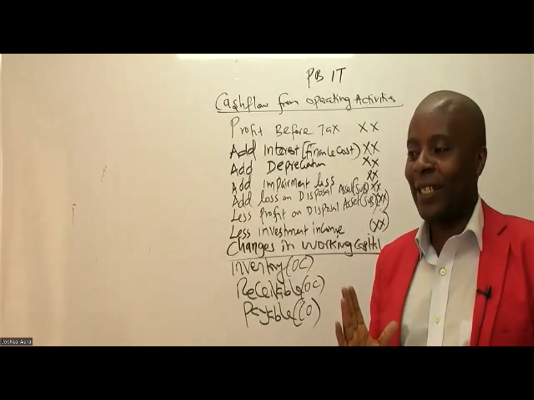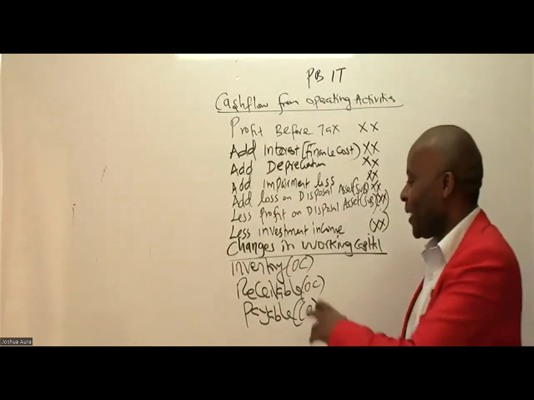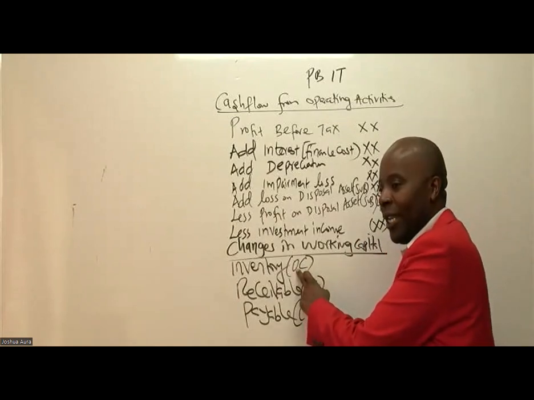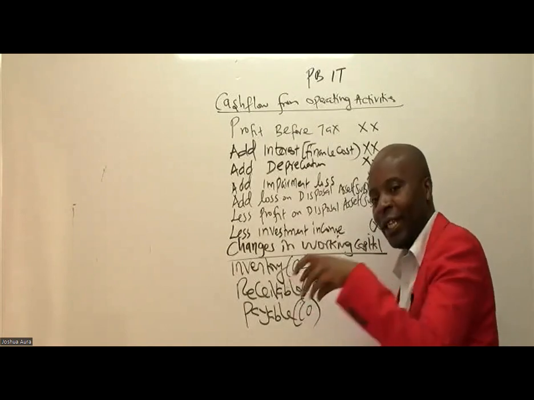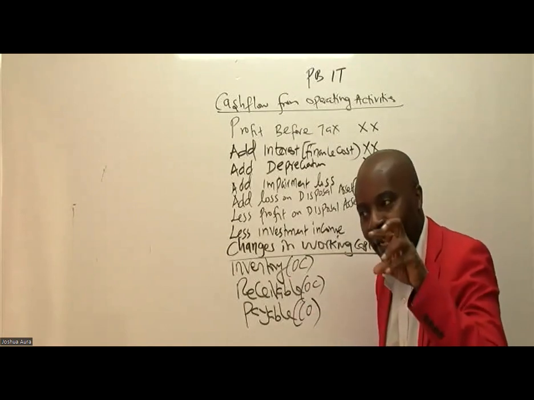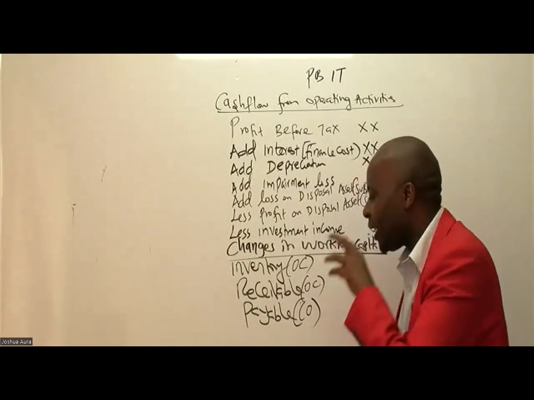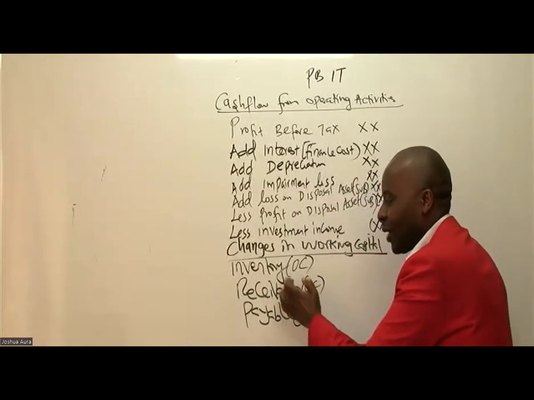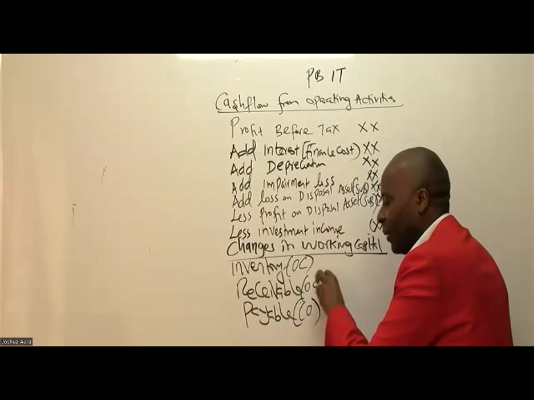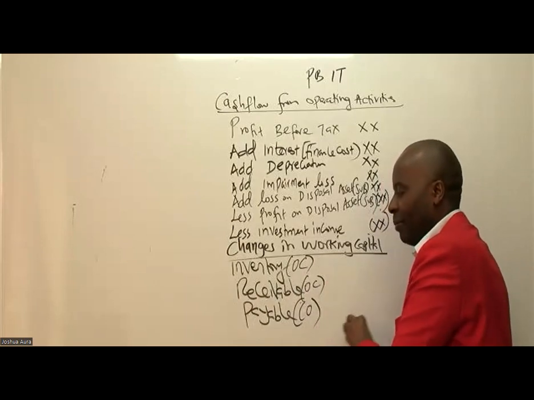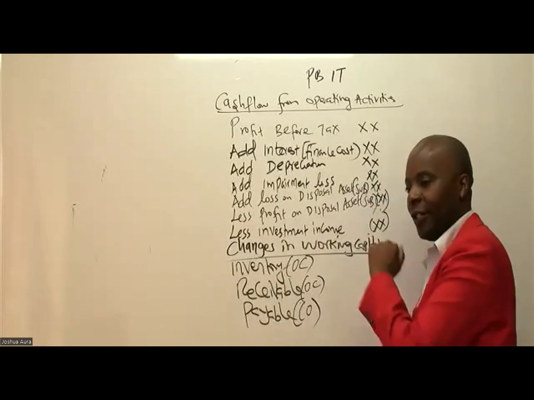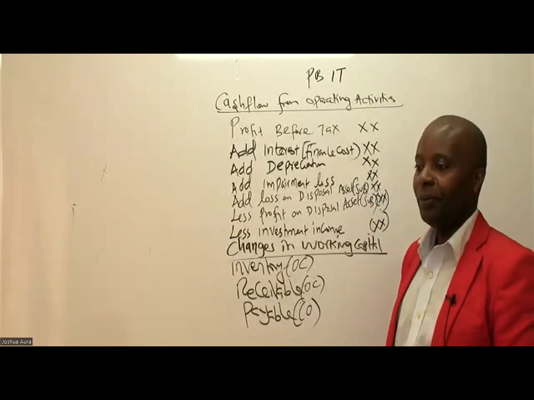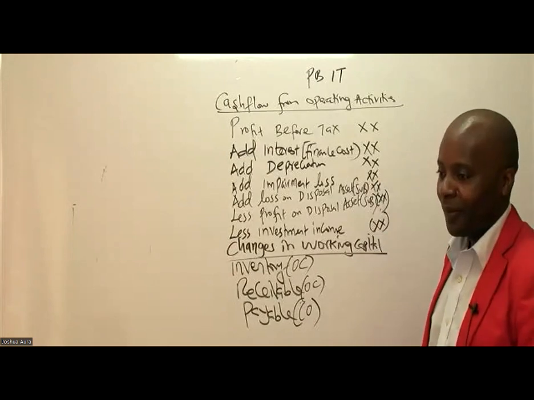For the new students, this basically means that for inventory, I'll be taking opening minus closing: the opening inventory minus the closing inventory. The same with receivables, because the two are current assets: opening minus closing. But for payables, you'll be taking closing minus opening.